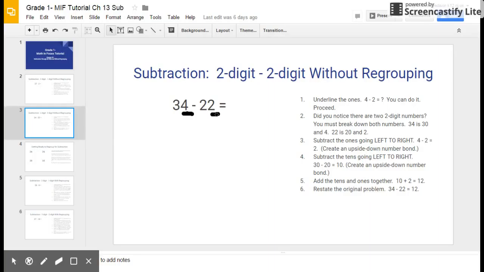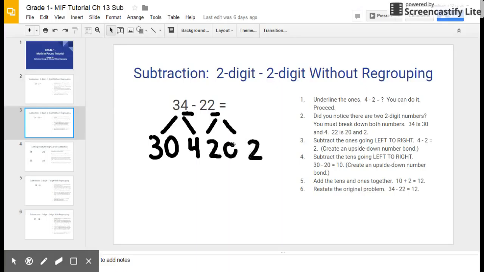Did you notice that there are two 2-digit numbers? You must break down both 2-digit numbers. 34 breaks down to 30 and 4. 22 breaks down to 20 and 2.